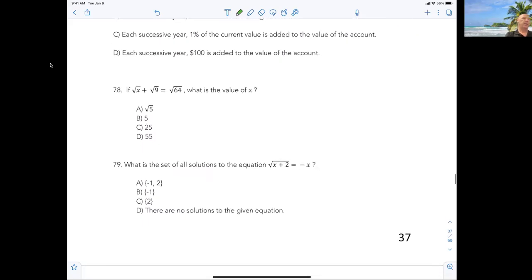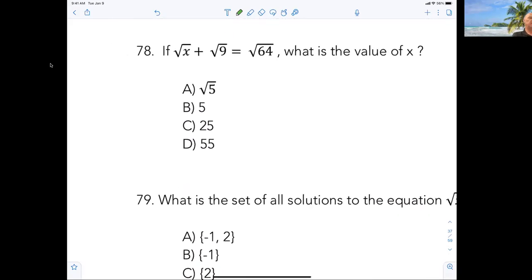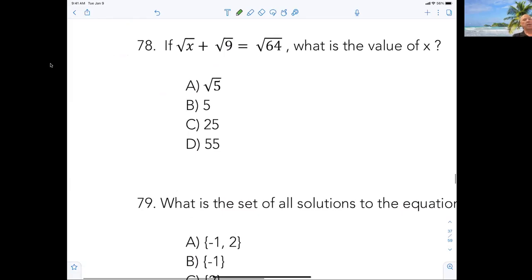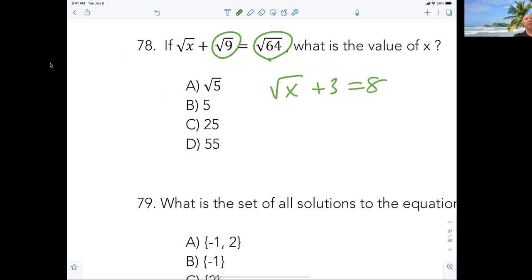Now, I'm so upset. I put this on my last algebra test and most kids missed it. Right. And I was like, what else can I do? I don't want you to solve the problem. I want you to plug numbers in. Somebody tell me what the square root of 9 is. What's the square root of 64? So the square root of what number plus 3 equals 8? I mean, you understand what I'm saying?